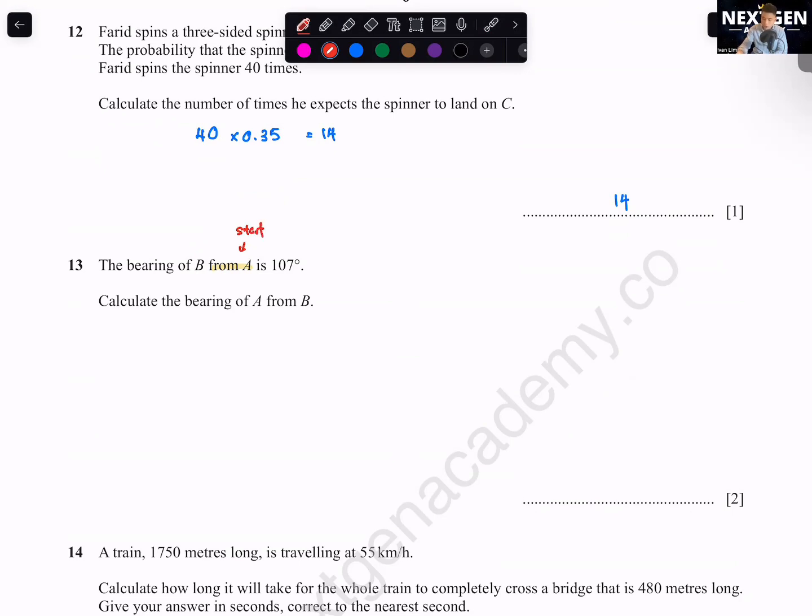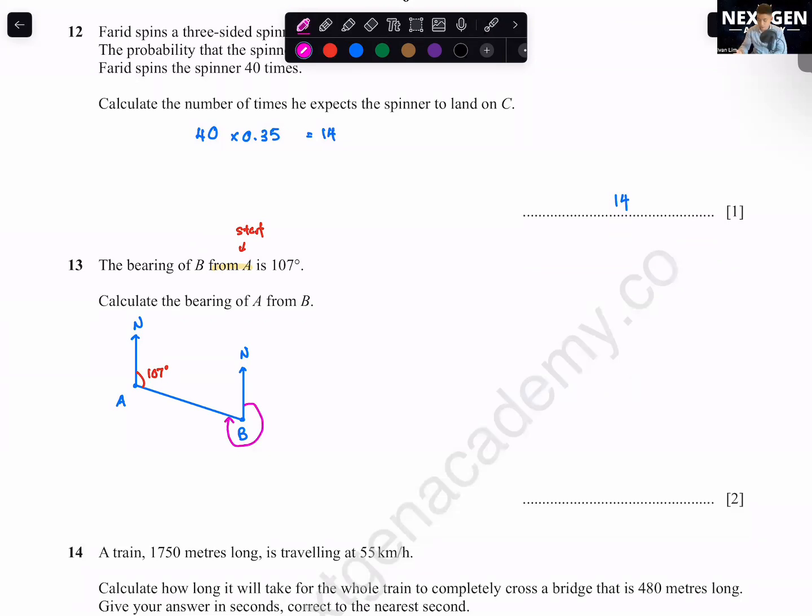So how do I draw 107 degrees? You need to sketch this out first. Okay, let's define this is A. This is my north direction. 107, let's roughly estimate now. 107 will be slightly more than 90 degrees, like that. So from A to B, like this is 107 degrees. They want us to calculate the bearing of A from B. Okay, where is A from B? A from B, the bearing will be over here.